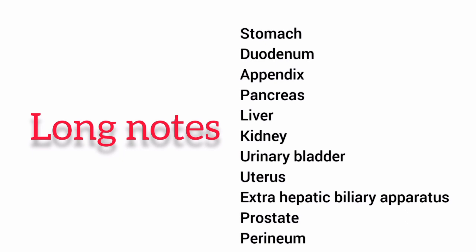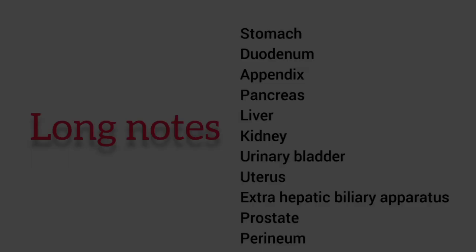Next are the topics which are important for long notes. Nothing much needs to be mentioned about it because each and everything about the topics are important, including the diagram. So these topics are stomach, duodenum, appendix, pancreas, liver, kidney, urinary bladder, uterus, extrahepatic biliary apparatus, prostate, and perineum. So this was it from abdomen and pelvis.